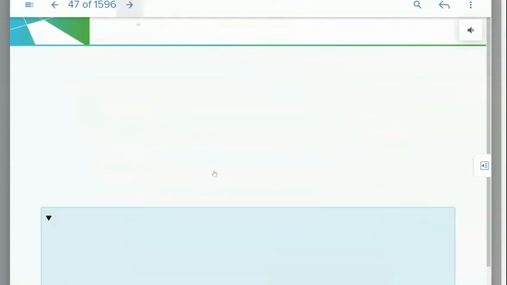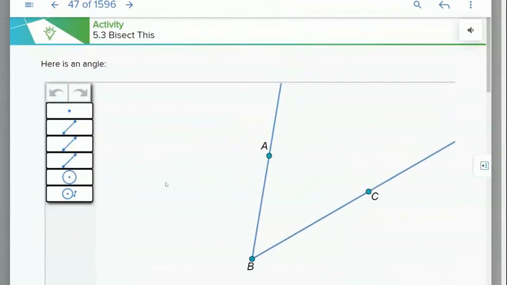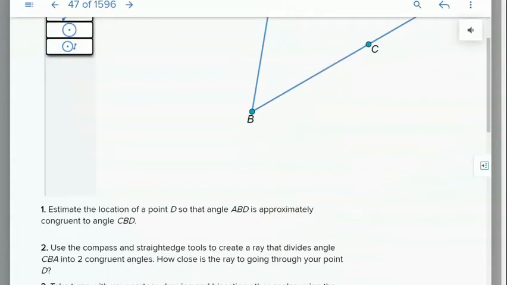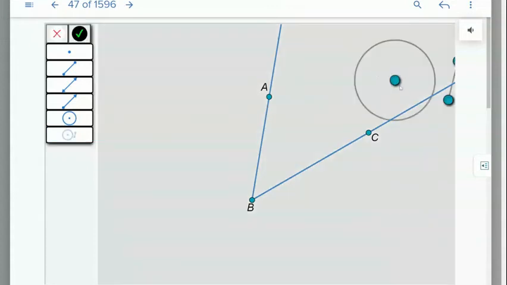All right, let's go ahead and try activity 5.3 to bisect this. Now, they give us an angle, right? And the first step is they estimate the location of point D so that angle ABD is approximately congruent to CBD. So basically, we're going to create a point in between this angle that'll cut this angle perfectly in half. Now, how can we do that? Well, we did perpendicular bisectors with the compass. I don't see why not.